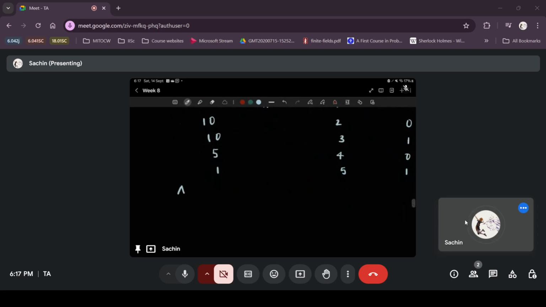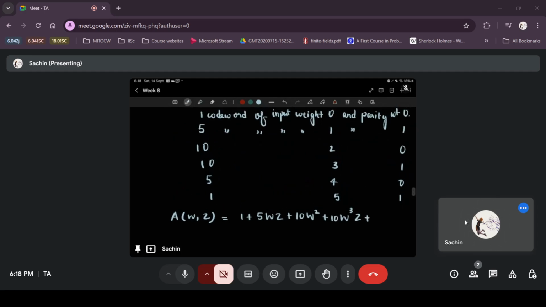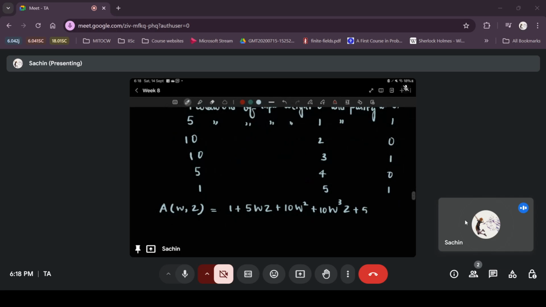So that means A of W comma Z is 1 plus 5WZ plus 10W squared plus 10W cubed Z plus 5W power 4 plus W power 5 Z. And that is the IRWEF.